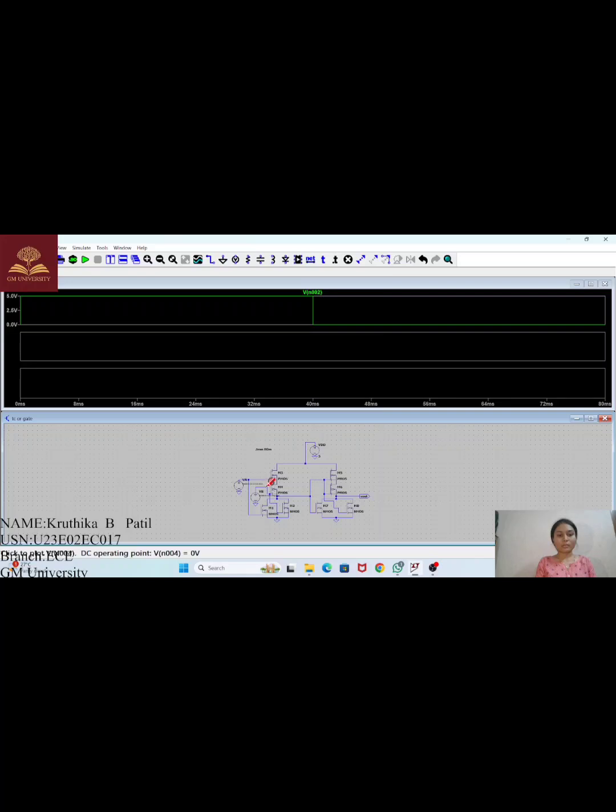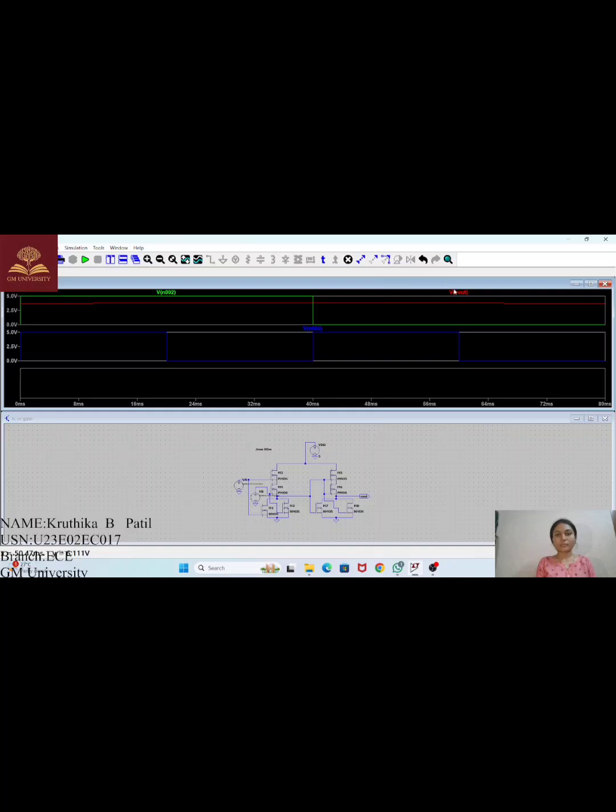First input, second input, third input. Let us arrange this. Here we can observe that when both the inputs are going high, the output is also going high. When both the inputs are going low, the output is also going low.